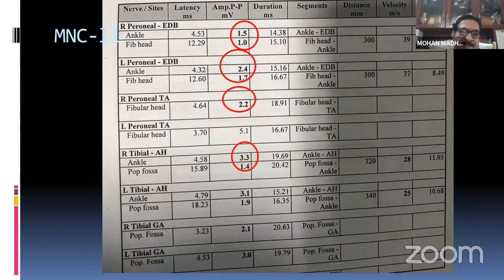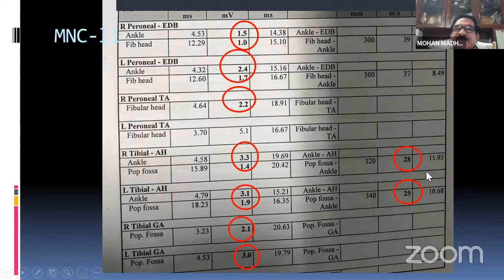Tibial pickup from the abductor hallucis was again low on both sides. Gastrocnemius pickup is also low. And the conduction velocity was slightly decreased in both tibial nerves. Now, question number one: do you consider this decreased conduction velocity, this demyelinating change, significant or not? The amplitude of the other nerves also decreased.